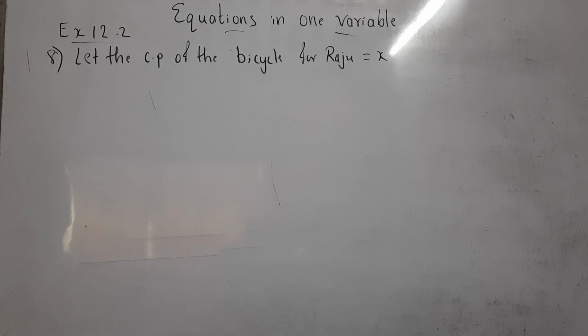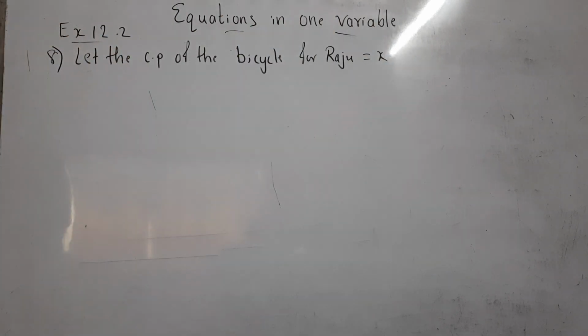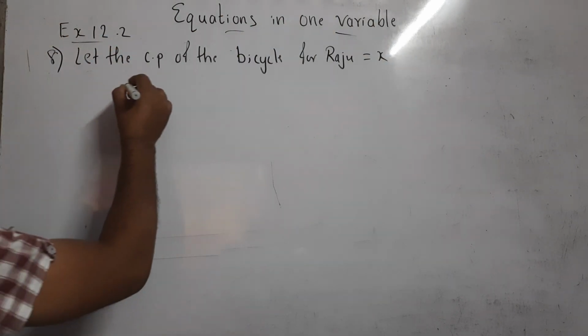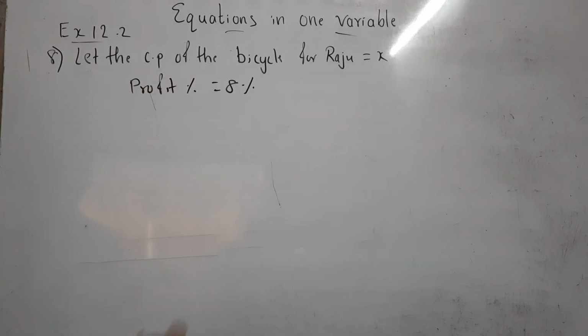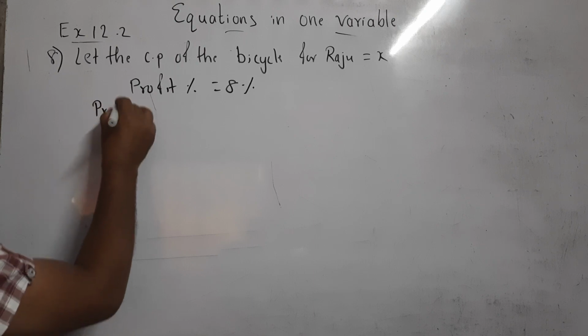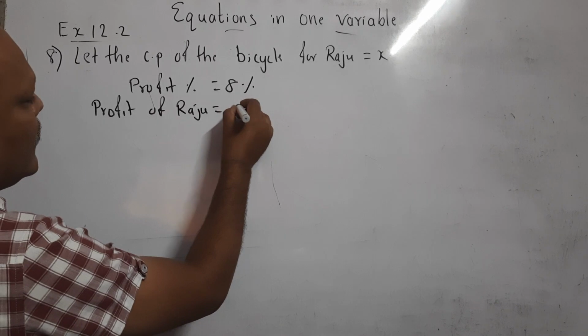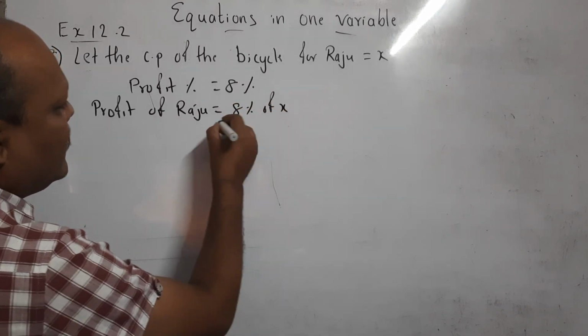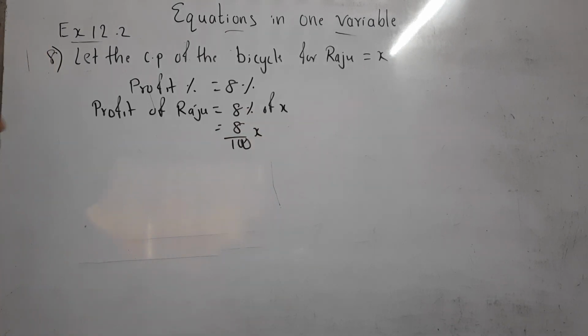So we have to find here the cost price of the bicycle for Raju. We will start with, let the cost price of the bicycle for Raju be x. Profit percent is given to you for Raju. Profit percent, that means Raju को 8% profit हुआ. How much percent profit Raju got? 8%. So we have to find profit for Raju. Profit of Raju, 8% of x. 8% means 8 upon 100 of का मतलब into x. This is the profit he has scored.